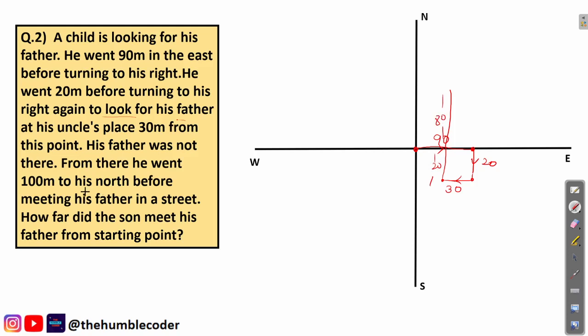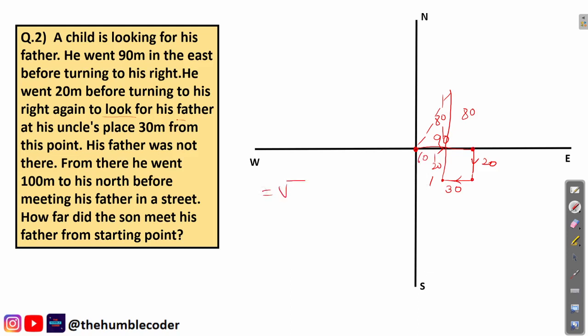How far did the son meet his father from the starting point? So we need to find this thing. So this is the triangle basically, if you can see. What we are concerned with is two things only, this direction and this direction. So this direction you can clearly see it is 80. This direction is how much? So total is 90. From that we have to subtract 30. So it will be 60. So this direction will be 60.